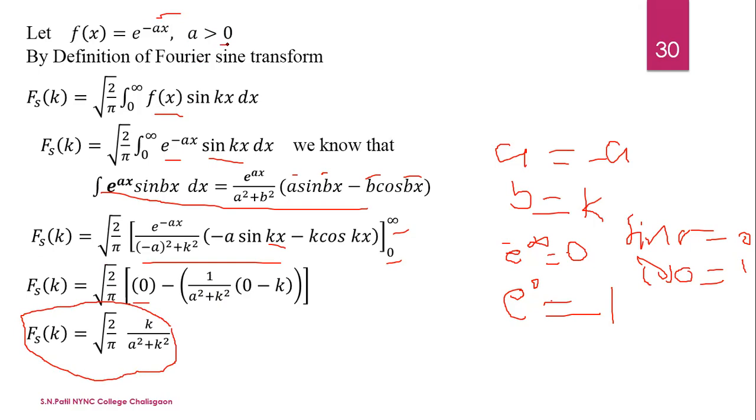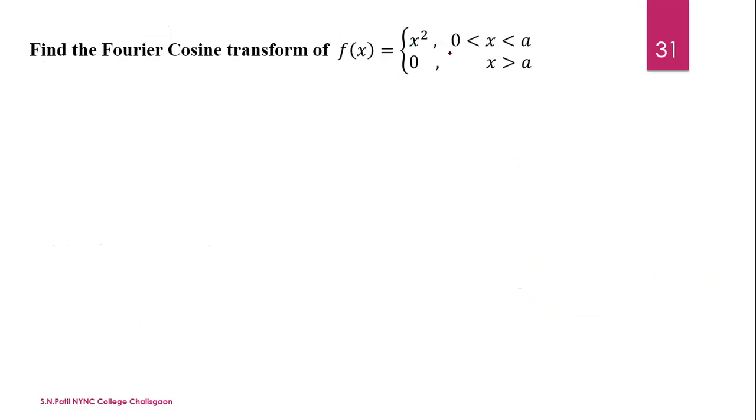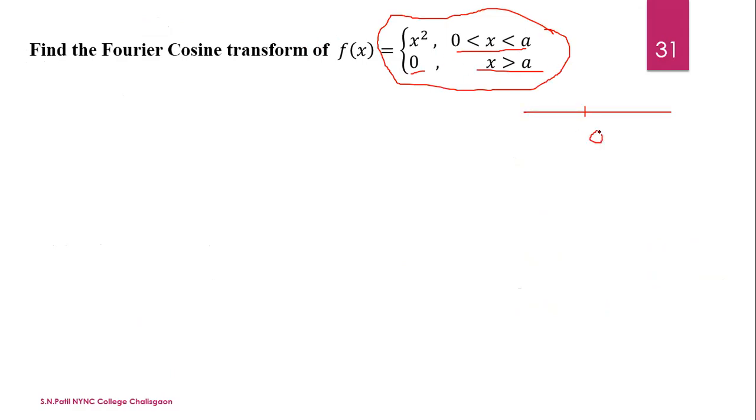Okay, now last, the Fourier cosine transform of x square when x lies between 0 to a, and 0 when x is greater than a. See here the function is divided into two parts. The Fourier cosine transform is defined on 0 to infinity, and the given function is divided into two parts. The first part is 0 to a, and the second part is a to infinity.